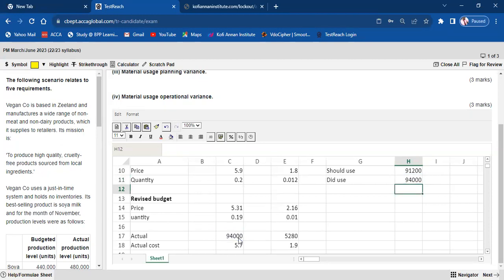We have used bigger minus smaller. We have used 2,800 kilograms more than we should have used. I value that at the revised price of $5.31. We use more, so that's an adverse variance in dollars, from 2,800 in kilograms.